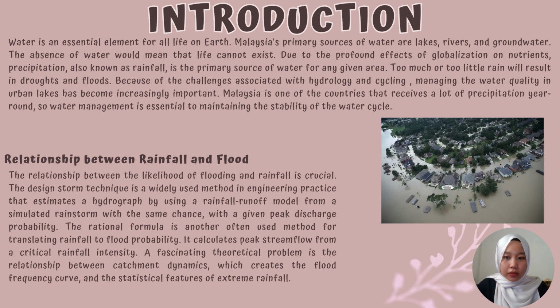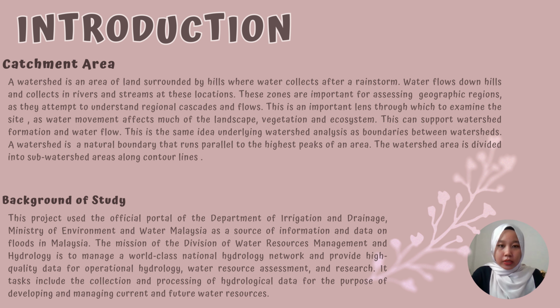A fascinating theoretical problem is the relationship between catchment dynamics, which create the flow frequency curve, and the statistical features of extreme rainfall. Introduction: A catchment area, or watershed, is an area of land surrounded by hills where water collects after a rainstorm. Water flows down hills and collects in the river and stream at this location.